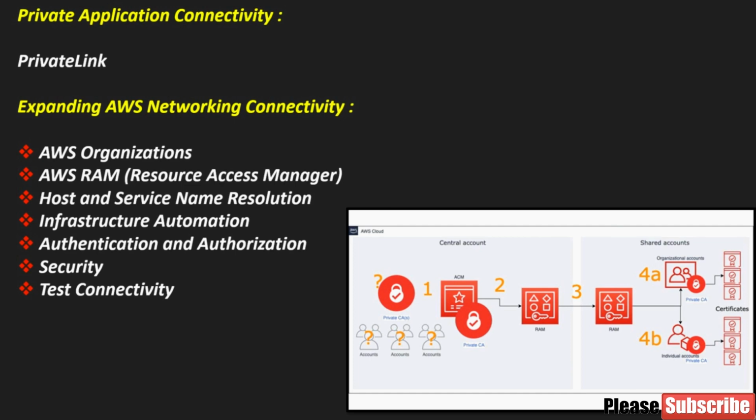Next is infrastructure automation, that is, implementing infrastructure as code, the short form being IaC, using tools like AWS CloudFormation or Terraform that streamline the deployment and management of networking resources. Automation ensures consistency, reduces errors, and enhances overall efficiency, so we need to go through it.